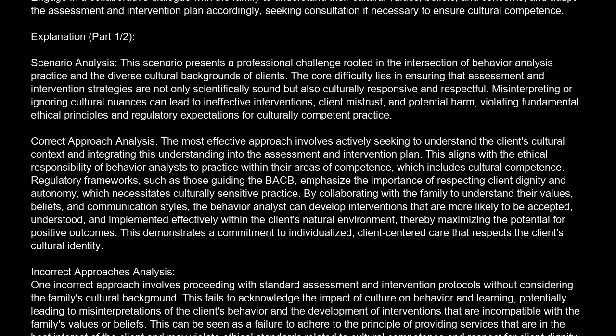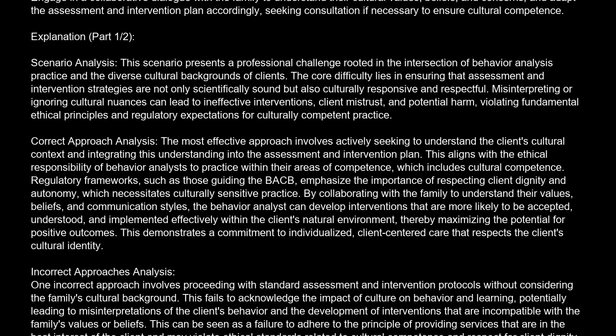Explanation. Scenario analysis. This scenario presents a professional challenge rooted in the intersection of behavior analysis practice and the diverse cultural backgrounds of clients. The core difficulty lies in ensuring that assessment and intervention strategies are not only scientifically sound, but also culturally responsive and respectful. Misinterpreting or ignoring cultural nuances can lead to ineffective interventions, client mistrust, and potential harm, violating fundamental ethical principles and regulatory expectations for culturally competent practice.